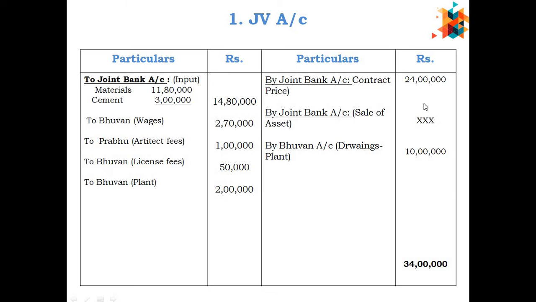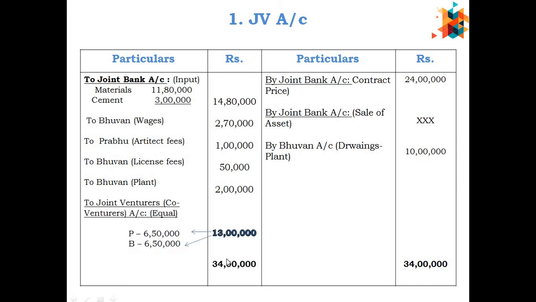We are adding the credit side because this side is more, 34 lakh rupees. The same amount you are supposed to write in the debit side also, 34 lakh rupees minus all this amount. Whatever balancing figure we get, we should distribute to the 2 partners equally. So here is the answer: 34 lakh minus all the debit items, 13 lakh we got. When we distribute that equally to Prabhu and Bhuvan, 6 lakh 50, 6 lakh 50 we got. So I hope there is no confusion in doing account number 1.